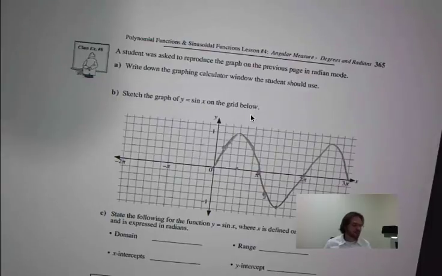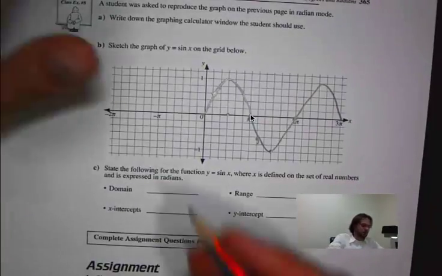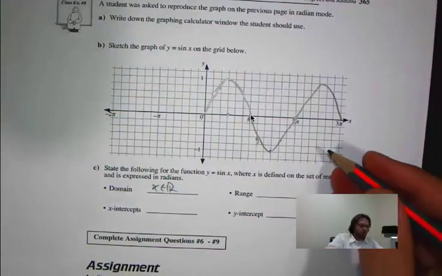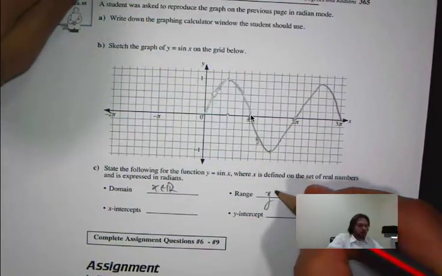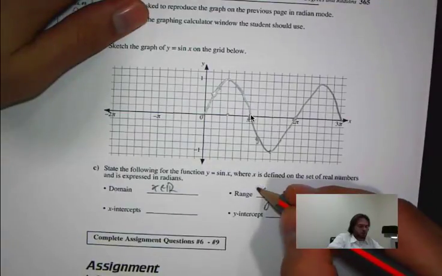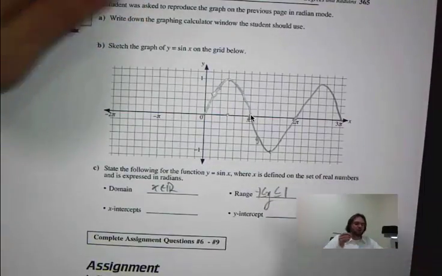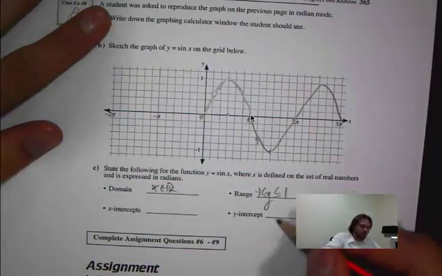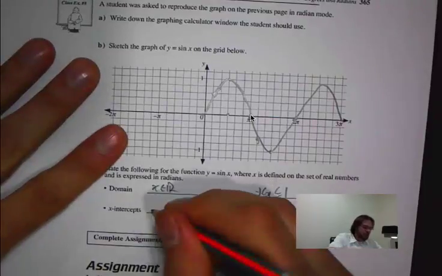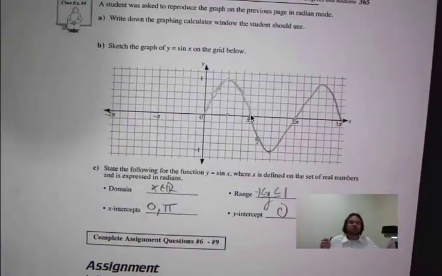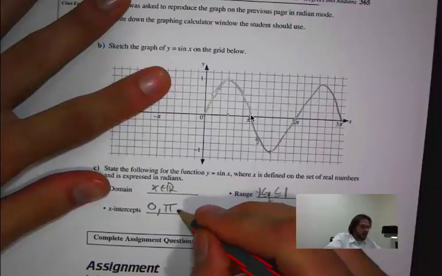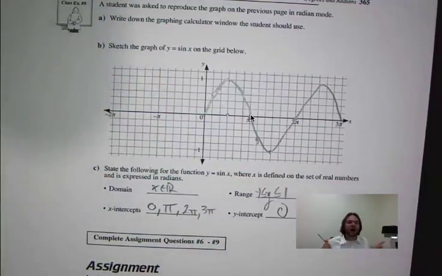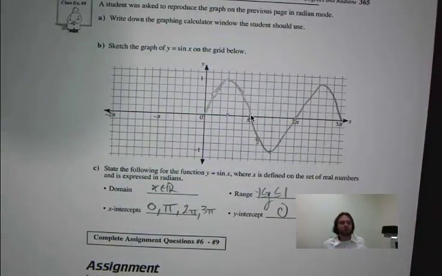Okay? So the same idea here. What is the domain? Well, domain, x is an element of all real numbers. What is my range? Well, y is in between -1 and 1. So in radians, it doesn't change, but my x-intercepts change. My y-intercept's still 0, but my x-intercepts change. Now they're 0, pi, because we are no longer in degrees. We're in pi, and we have 2 pi, and then 3 pi. So it's all of our pi's, how many full numbers of pi's.